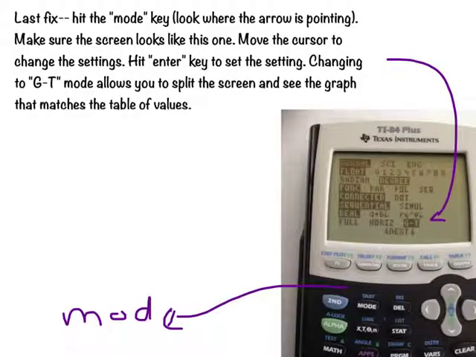Last adjustment to the calculator, you're going to hit the mode key and make sure the screen looks like this one. You want to move the cursor to change the settings, and you want to get all the way down to here where it says full, and then move the cursor over to the GT. That's the graph to table mode, and then it will allow you to split the screen and see the graph that matches the table of values.